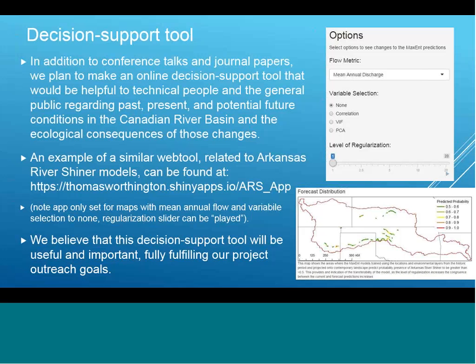There is online at the moment, at that web address, another decision support tool related to some work that we did on the Arkansas River Shiner. It's very much at the first phase, so not all of the links work, but if anyone's interested, go and have a play with that, and it will give a background of what we're thinking in terms of the decision support tool.